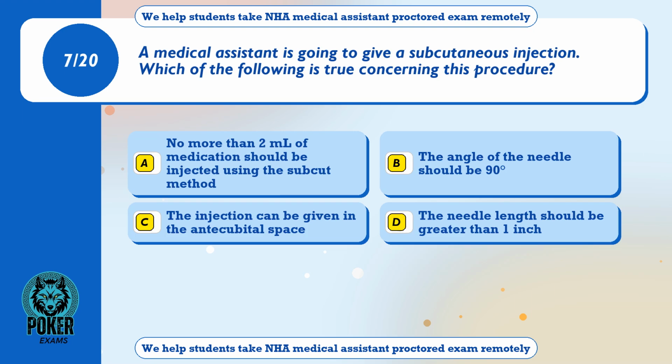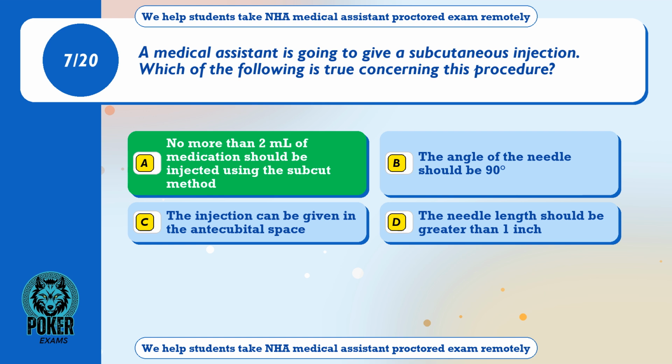Question 7. A medical assistant is going to give a subcutaneous injection. Which of the following is true concerning this procedure? Option A. No more than 2 ml of medication should be injected using the subcut method. Option B. The angle of the needle should be 90 degrees. Option C. The injection can be given in the antecubital space. Option D. The needle length should be greater than 1 inch.